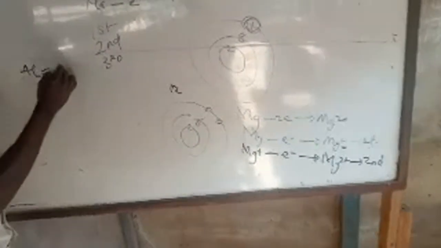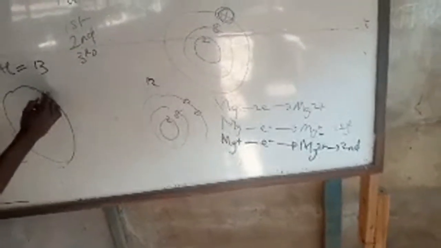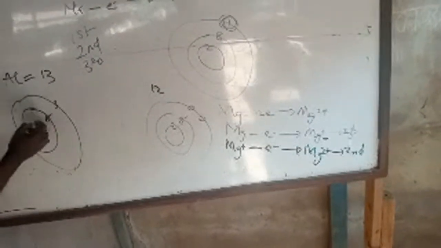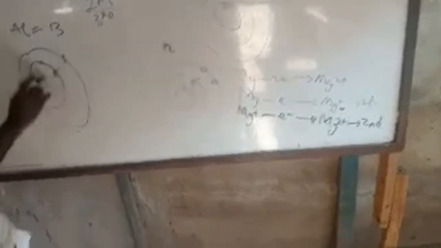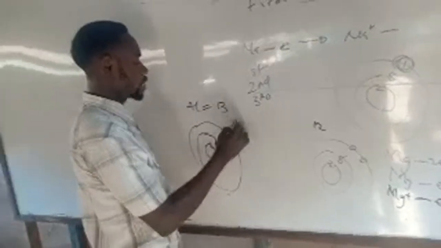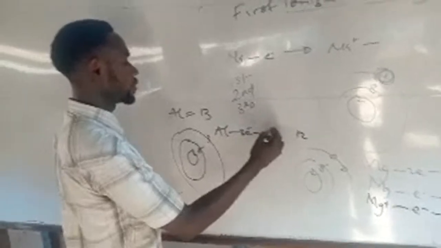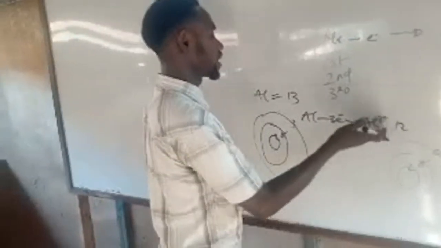Aluminium is number 13, and that shows 2, 8, 3. The outermost shell is 3. Then the inner shells are 8 and 2. So aluminium minus 3 electrons will give you Al3+. This is a 3-step reaction.